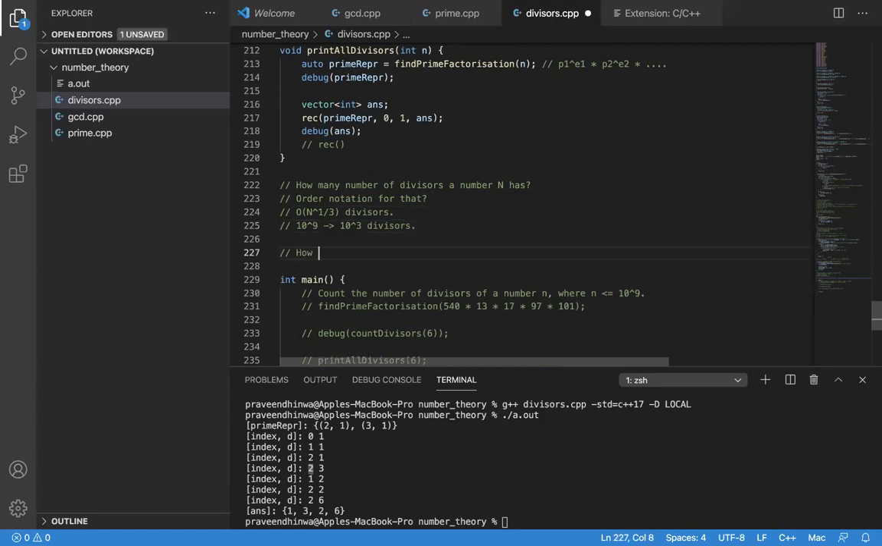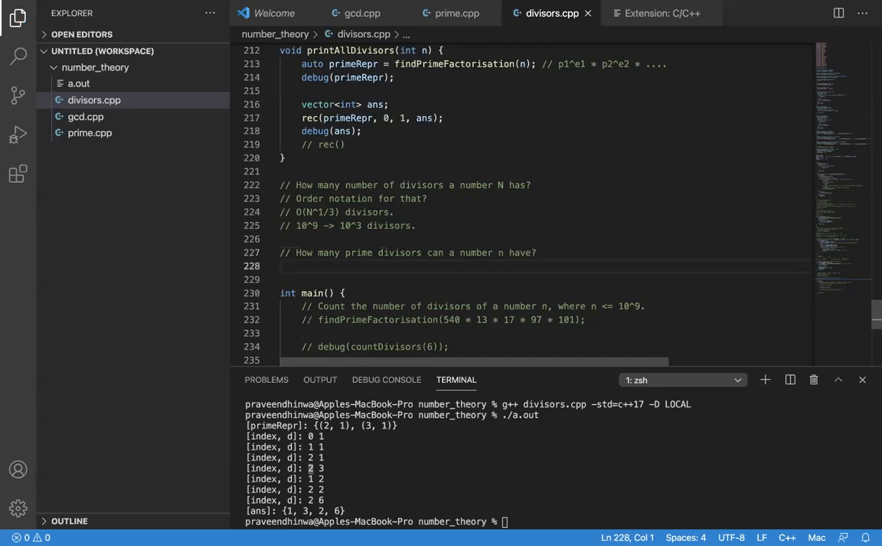Now one quick question. How many prime divisors can a number n have? For a number n, this time you have to find only the prime divisors. What will be the order notation for that? Will it be order of n? Will it be order of square root of n? Will it be order of log n? Or what? Which one of these is true?